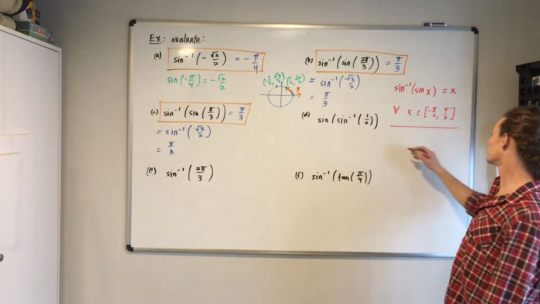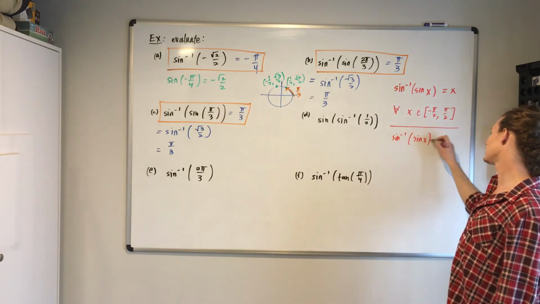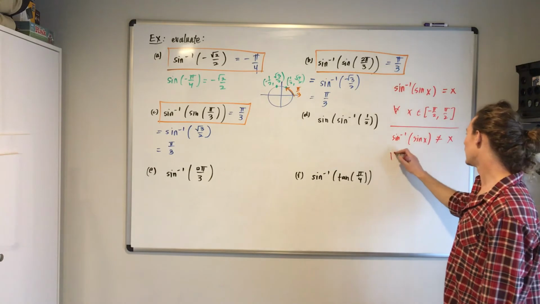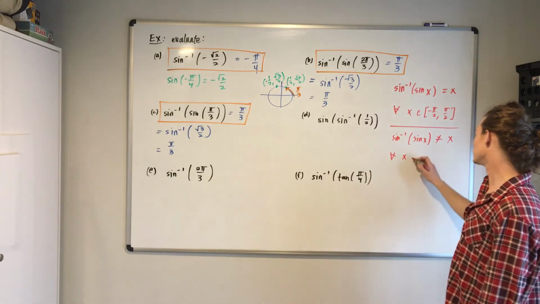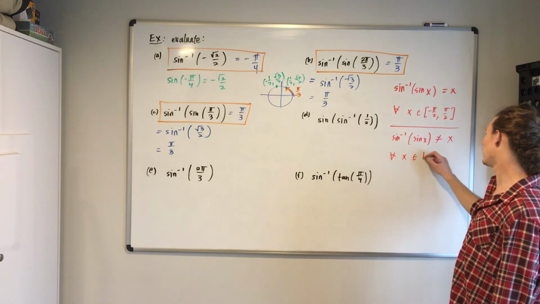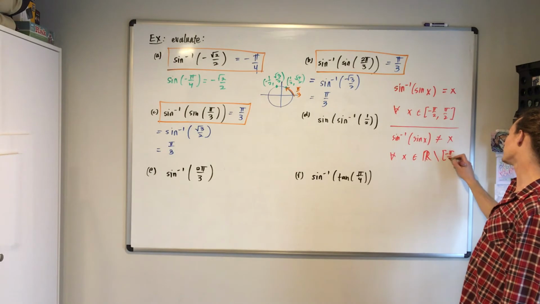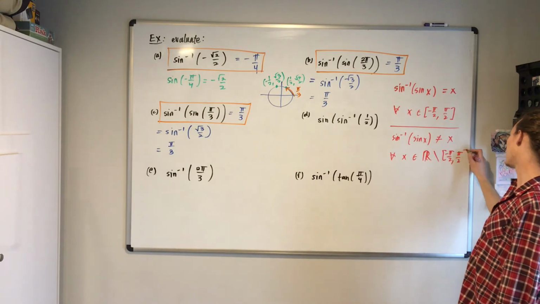And we'll see then that the inverse sine of the sine of x is not equal to x for all x which are outside of this interval. So we'll say x belonging to real numbers take away negative pi halves to positive pi halves.